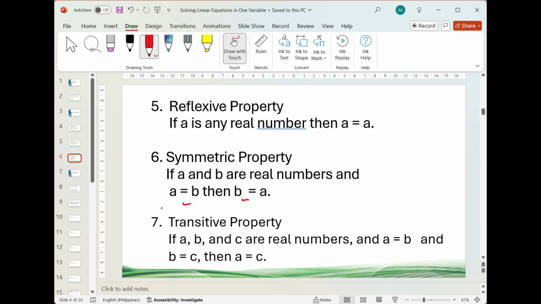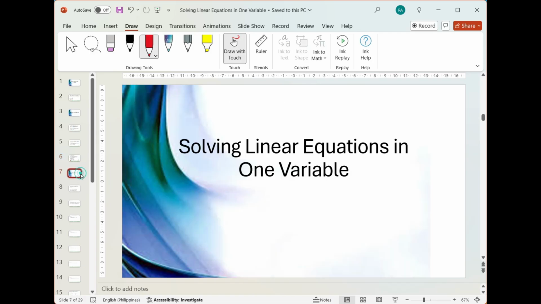Number 7, we have transitive property. So if A, B, and C are real numbers and A is equal to B and B is equal to C, then A is equal to C. So kung si A daw ay equal kay B at si B ay equal kay C, so ang pwede nating ma-conclude is that si A is equal to C. So these are the different properties of equality and obviously gagamitin natin ang mga properties of equality in solving linear equations in one variable. So let us discuss solving linear equations in one variable.